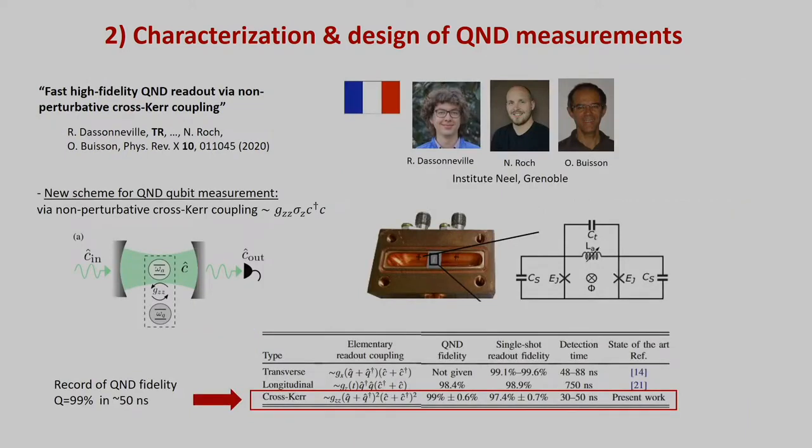Also in this line, I have collaborated with a group in Institut Néel in Grenoble, and with them we have proposed a way to do a QND measurement of a qubit using a cross-Kerr coupling, which is different from the standard way that this is done. With that, we could show that there is a 99% fidelity of QNDness, which was very important for the community because it is the highest value obtained so far, and also with a fast measurement of 50 nanoseconds.